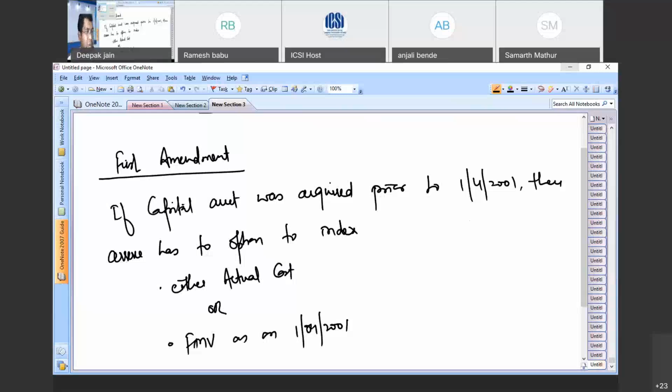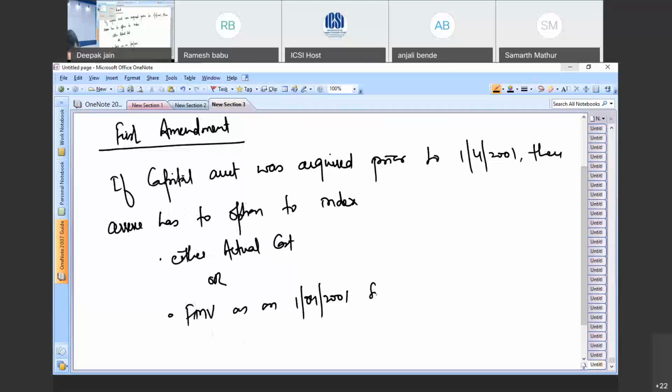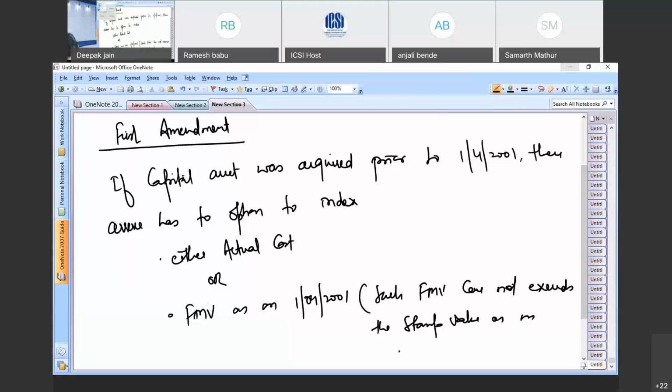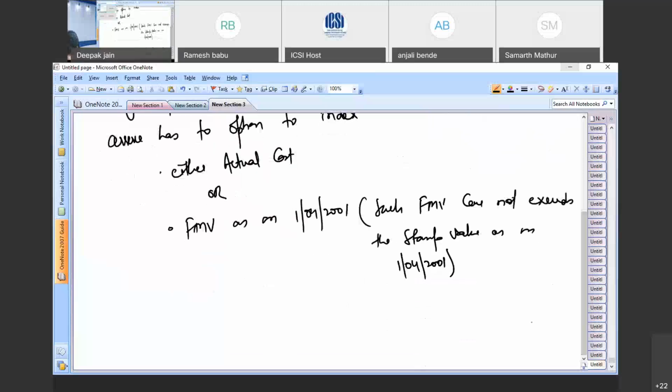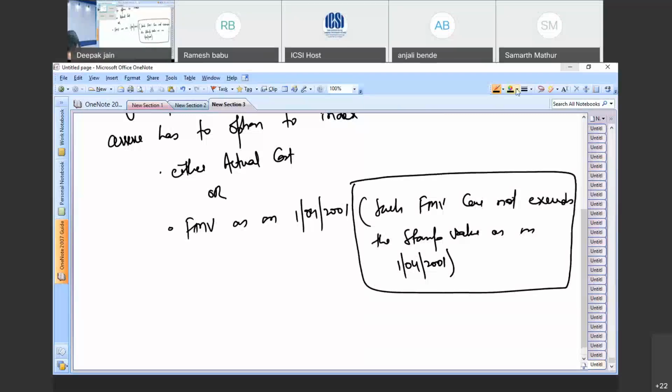This was the position prior to Finance Act 2020. Finance Act 2020 has brought an amendment. What is the amendment? Such FMV cannot exceed the stamp value as on 1st April 2001. This line is introduced by Finance Act 2020.